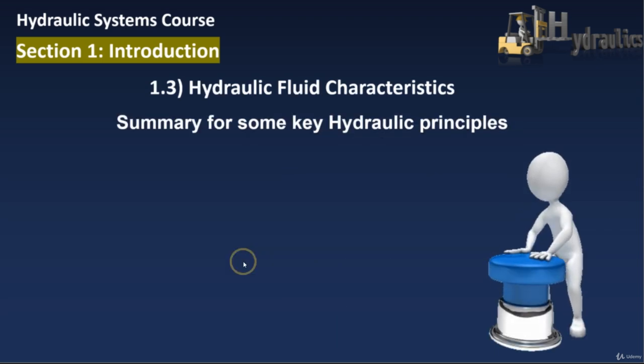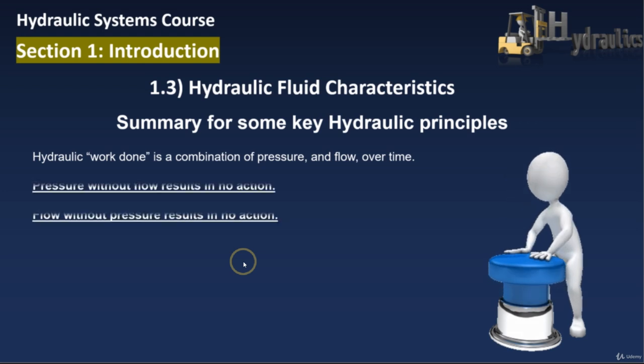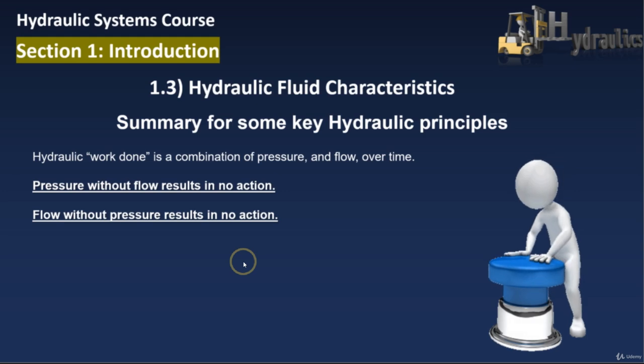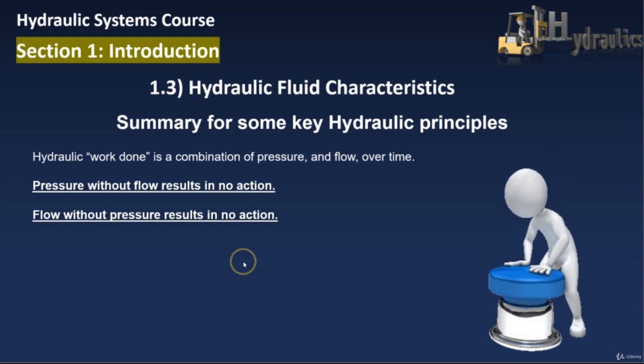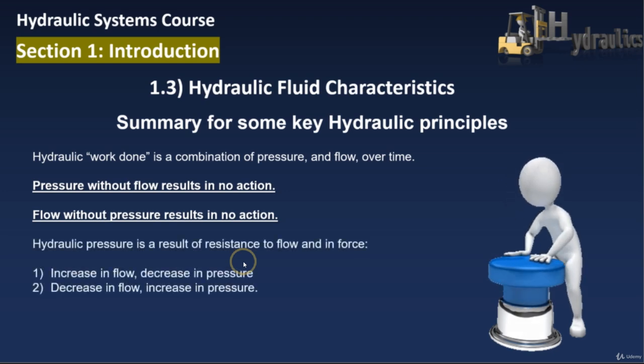Now, a summary of some key points for hydraulic principles. Hydraulic work done is a combination of pressure and flow over time. So, pressure without flow results in no action, and flow without pressure also results in no action. Hydraulic pressure is the result of resistance to the flow and force. So going back again, an increase in flow means a decrease in pressure, and a decrease in flow will find an increase in pressure.